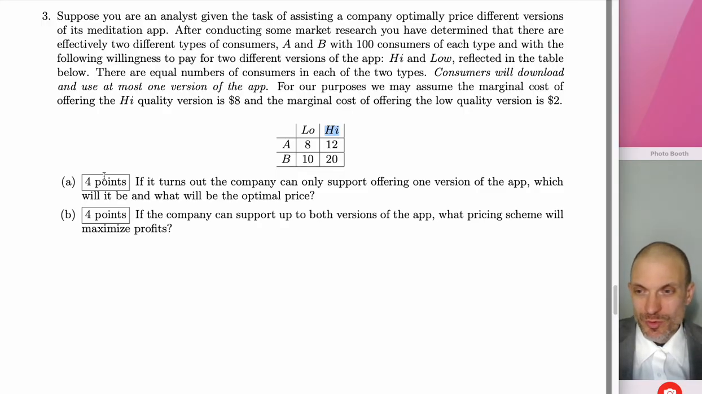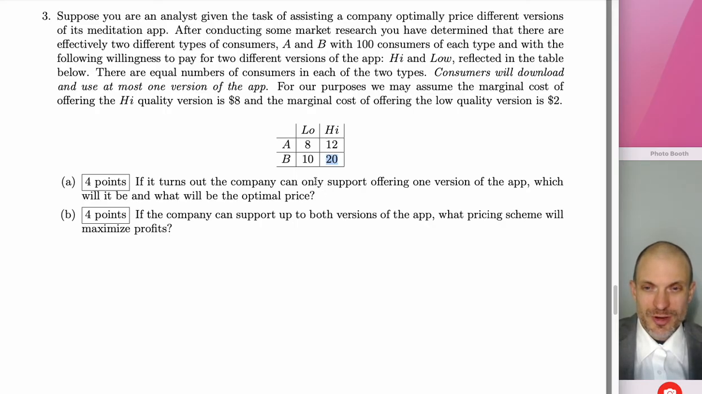But anyway, so what do we want to do for part A? Well, we're going to sell just one version of the app, which is going to be our price. Okay, so there's two candidates. One is we could sell the low version at a price of 8 and sell it to 200 people. Or we could sell the low version at a price of 10 and sell to 100 people. Or we could sell the high version at a price of 12 and sell that to 200 people, or the high version at a price of 20 and sell to 100 people.